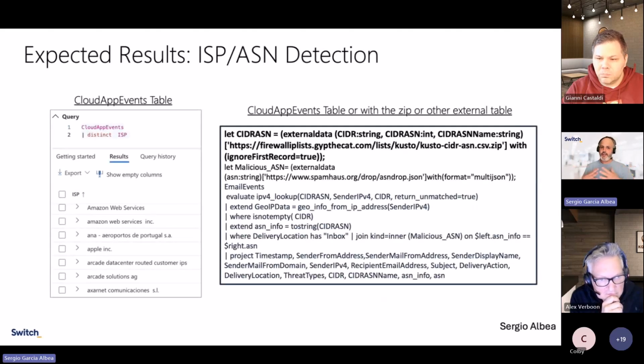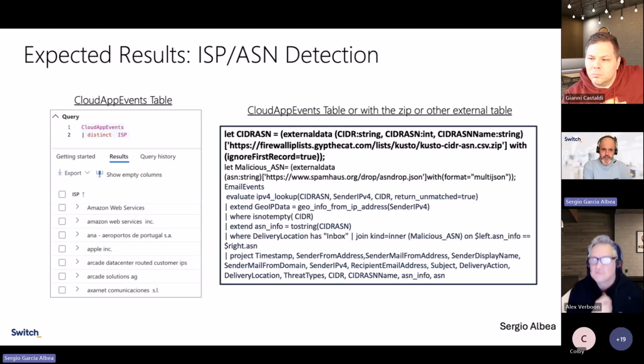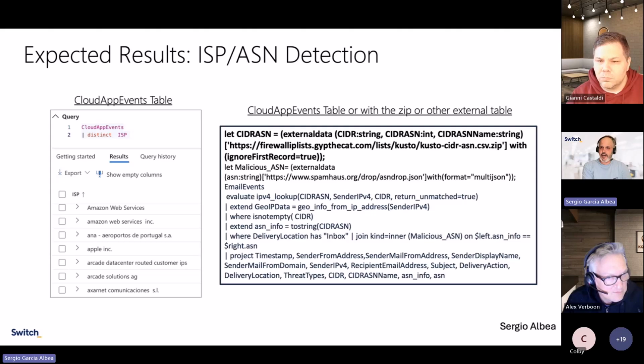How to detect and how to classify ISP? There are different ways. You can use the native information, as you can see on the left. There are different tables. I think that also the identity ones now have the ISP field. So you can use this option, but I would suggest always using an external list, as you can see on the right, basically because it comes with more information. So you will see also the ASN numbers, the ASN ranges. So I think that is totally useful.